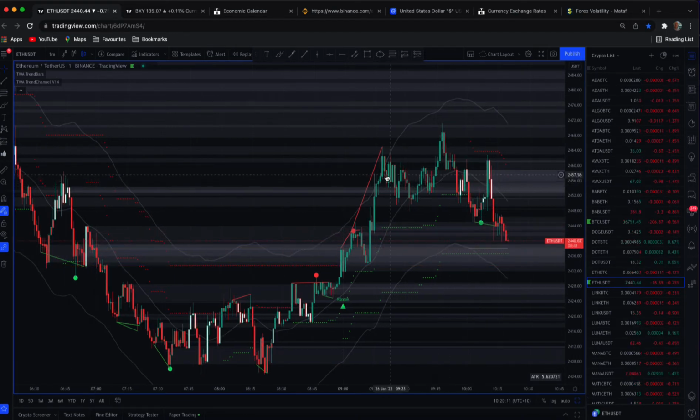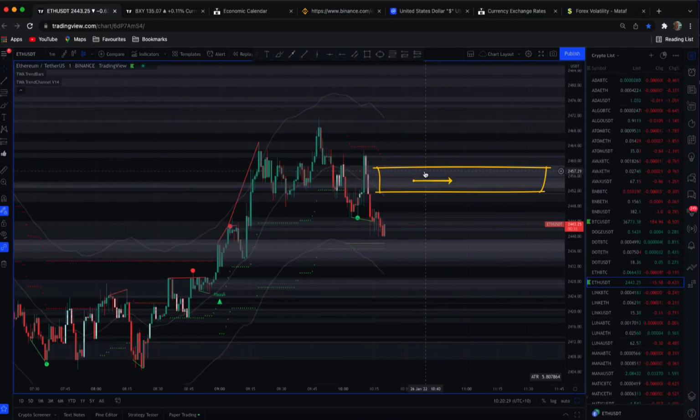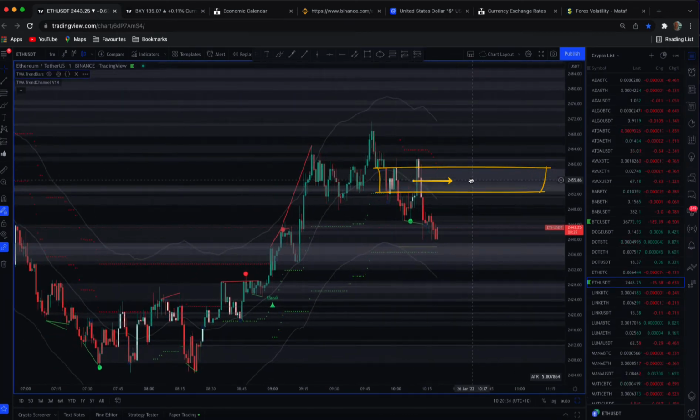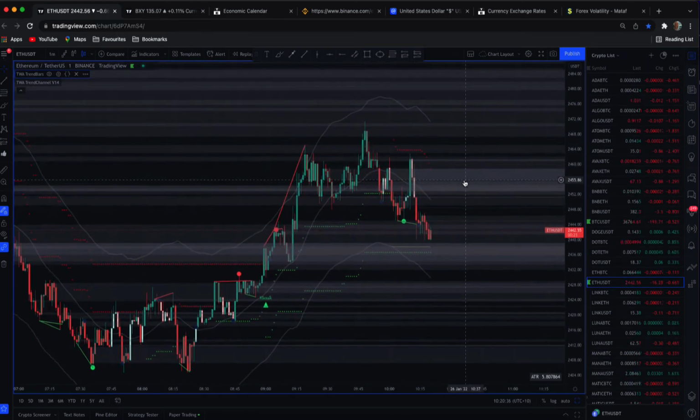So you can see up here through this level that there's been a fair bit of business done through here. We can see the trading volume has increased here. So we use these as levels of support and resistance.